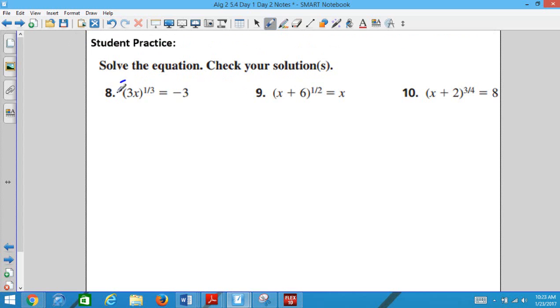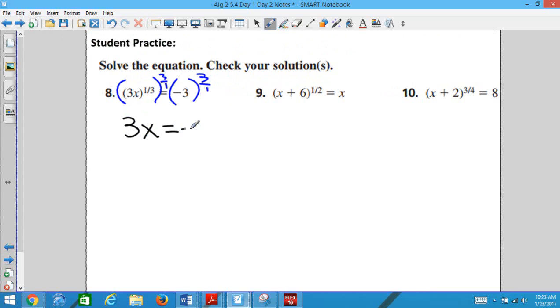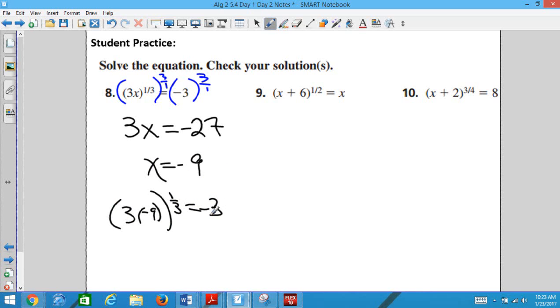So here, we're going to take both sides and raise them to the 3/1 power. That gives me 3x equals negative 27, so x is negative 9. Then you plug it back in, and you hit enter on your calculator and it checks. So that x equals negative 9 is your answer.